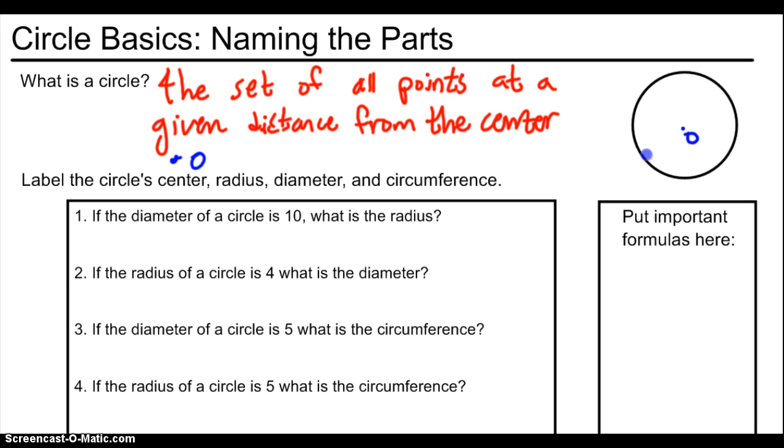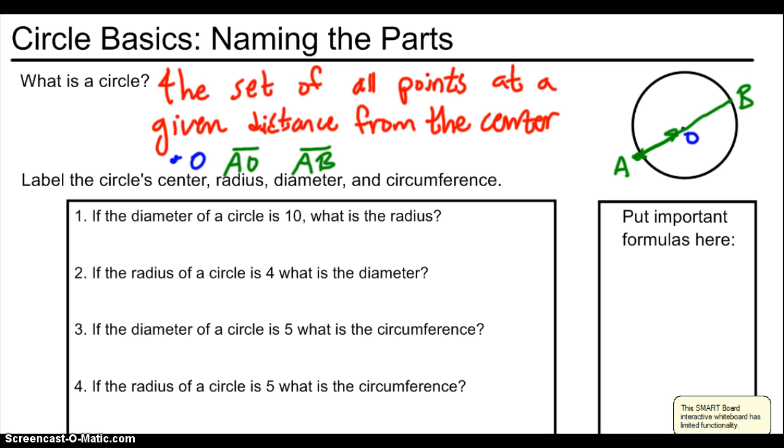Another special name we have is the radius. Now the radius is the segment, or the distance, from the center of the circle to the outside edge of the circle. So if we call this maybe point A, then one of my radii is segment AO. On the other hand, the diameter is the segment that goes from one edge of the circle through the center to the other edge. If we call that point B, then one of my diameters is segment AB.